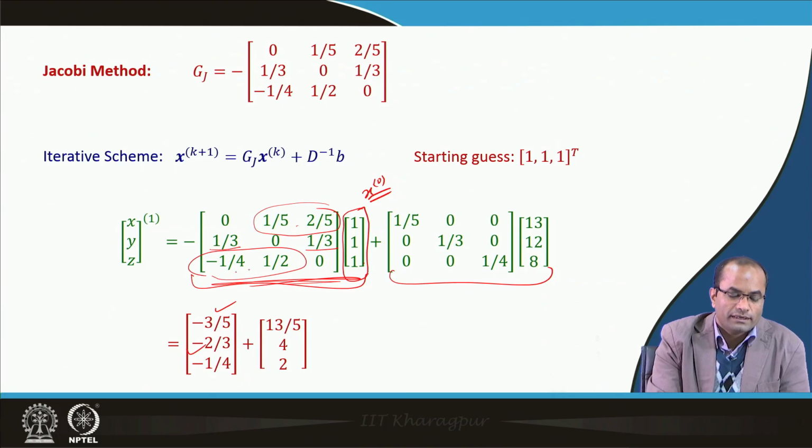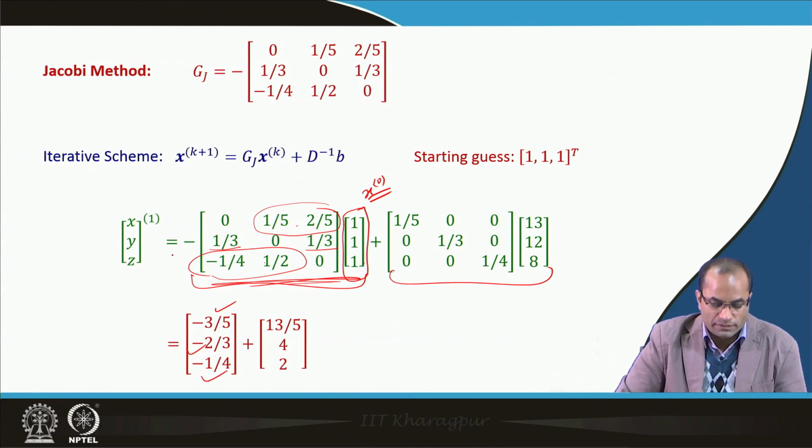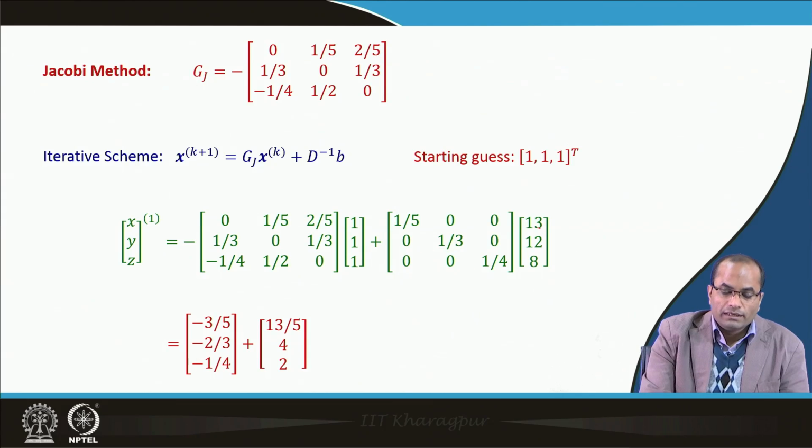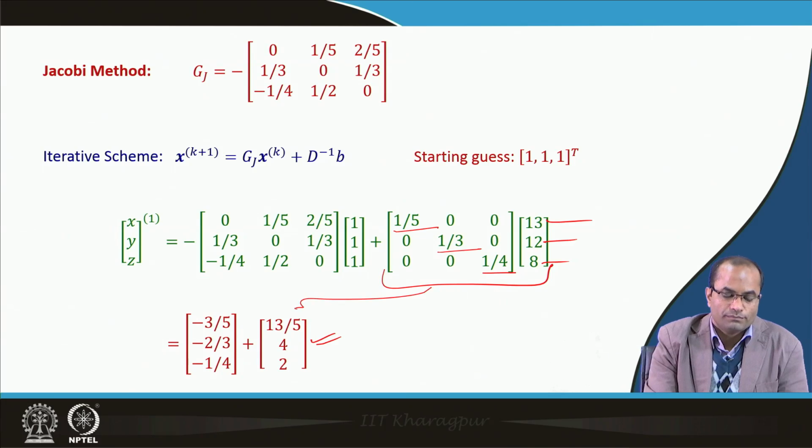Here also we can add. So, 2 by 4 and then minus 1, so 1 by 4 with the negative sign. Similarly, here this is just 13 by 5, 12 by 5, 8 by 4, and 12 by 3, and then 13 by 5. So, this is the vector coming from this product.